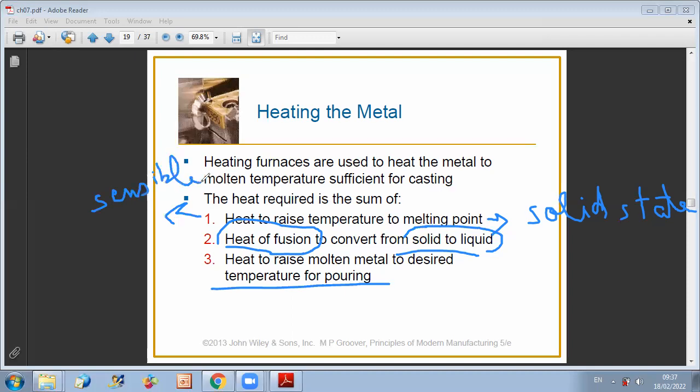You know the difference between sensible and latent heat. If you have taken the thermodynamics course, you will know the difference. Anyway, I will discuss this again with you when we talk about the graph of variation of temperature, and we'll go through these details more. Any question on this?